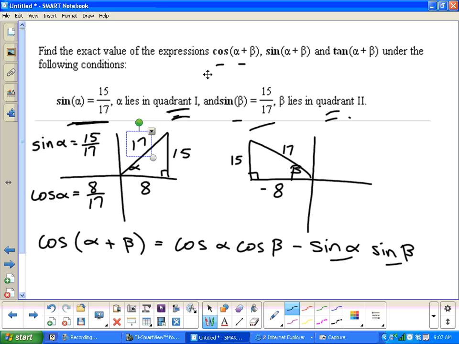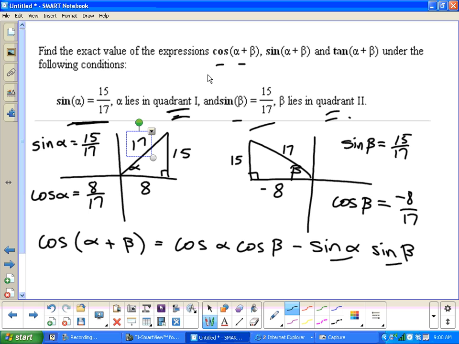Now, over there on my other triangle, they told me the sine of beta was 15 over 17. Now, we're going to need the cosine later. Right? What's the cosine of beta? Negative 8 over 17.